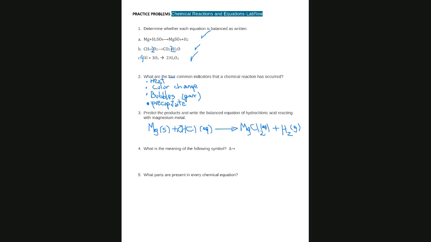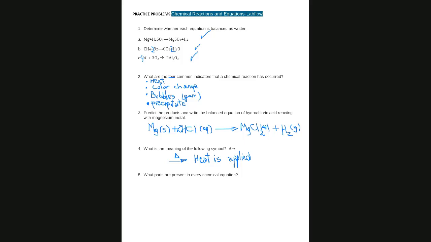What is the meaning, we mentioned that, of this little symbol, the triangle? Change. Change is the arrow, right? But if I write an arrow and then a little triangle, heat, is that what you said? Yeah. Okay, so this triangle means that heat is applied. Thank you.